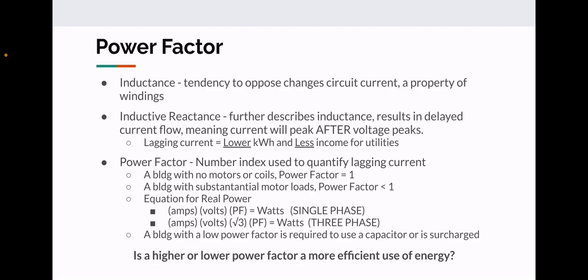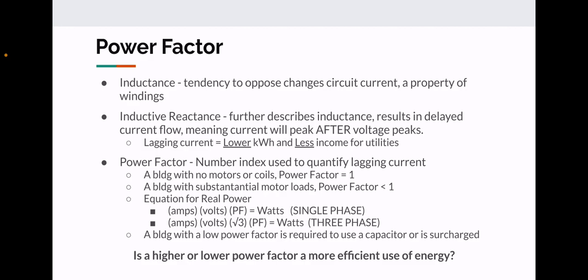Now we're going to talk about the power factor. And this might be our last slide, or we have one more. So first off, there's inductance. Inductance is the tendency to oppose changes in the circuit's current, and windings have this property, like the thing we talked about earlier. Then there's inductive reactance, which goes further into inductance. This tendency to oppose changes results in a delayed current flow, meaning that the current is going to peak after the voltage peaks. It's lagging behind. So lagging current means a lower kWh and less income for utilities.